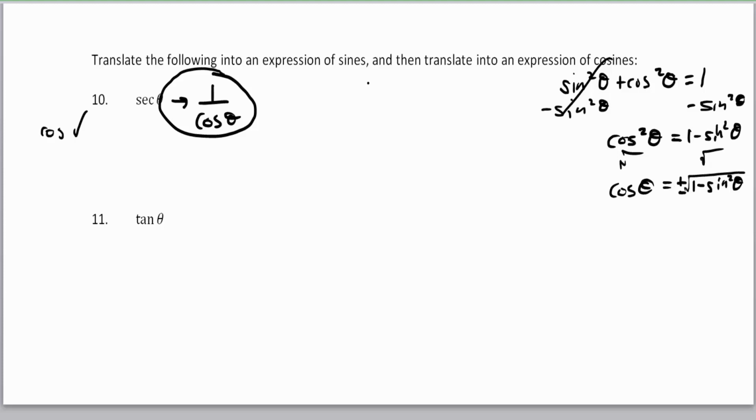So now for my expression of sine, I am going to turn this expression into 1 over plus or minus the square root of 1 minus sine squared theta. Sorry, that's written a little sloppy there. Let me clean that up a bit. Plus or minus the square root of 1 minus sine squared theta.